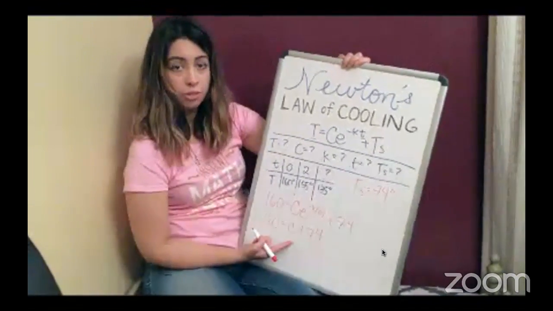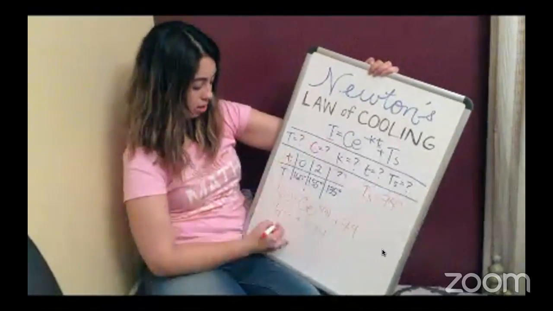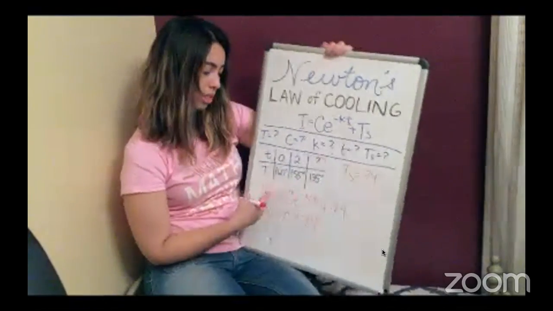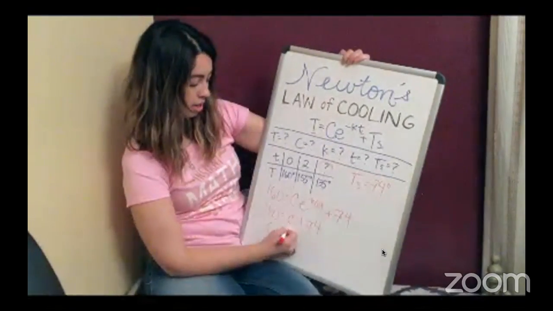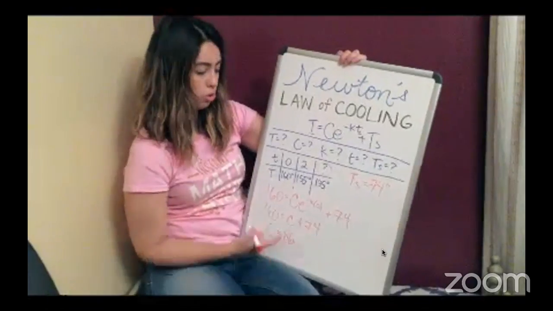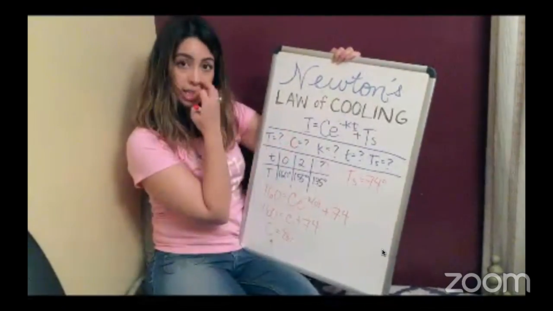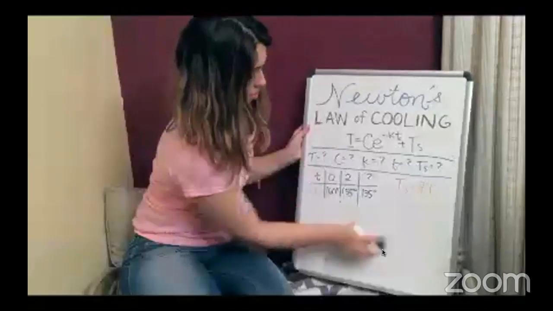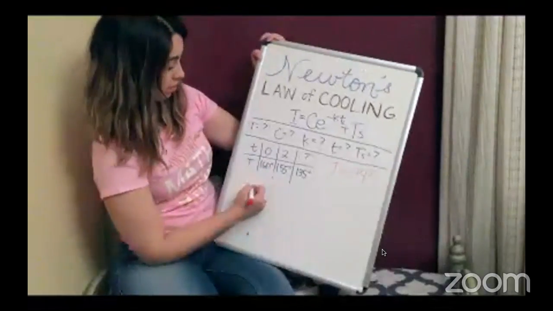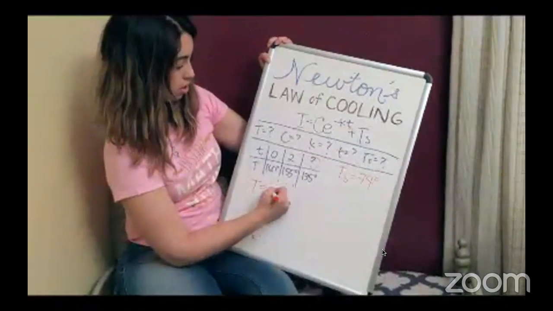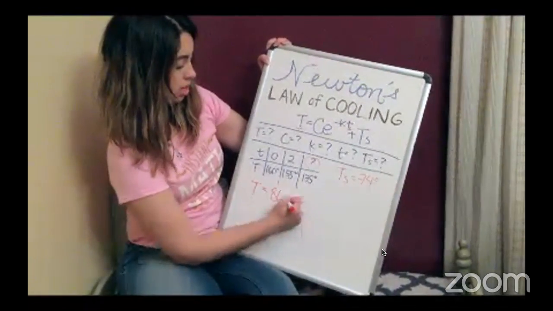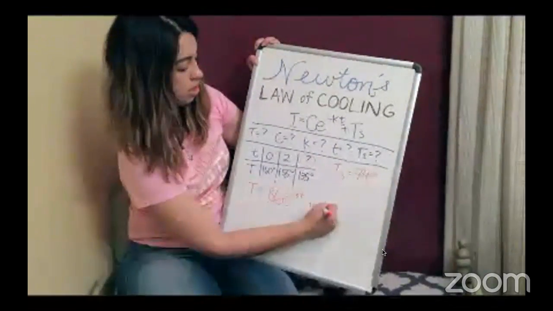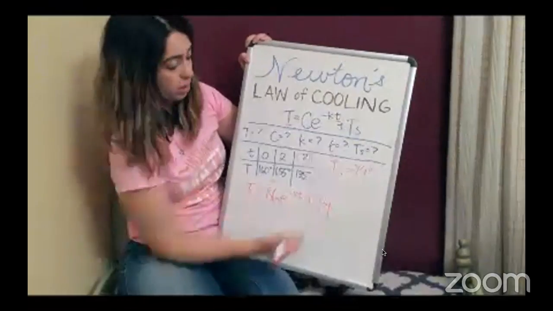So to solve for c, which we said we needed to figure out that constant, we're just going to subtract 74 to the other side. So 160 minus 74 gives us 86. So we now know that this constant is 86, and we can plug it into our general solution here. So our new equation is T equals 86 e to the negative kt plus 74. We're going to keep that plugged in there.